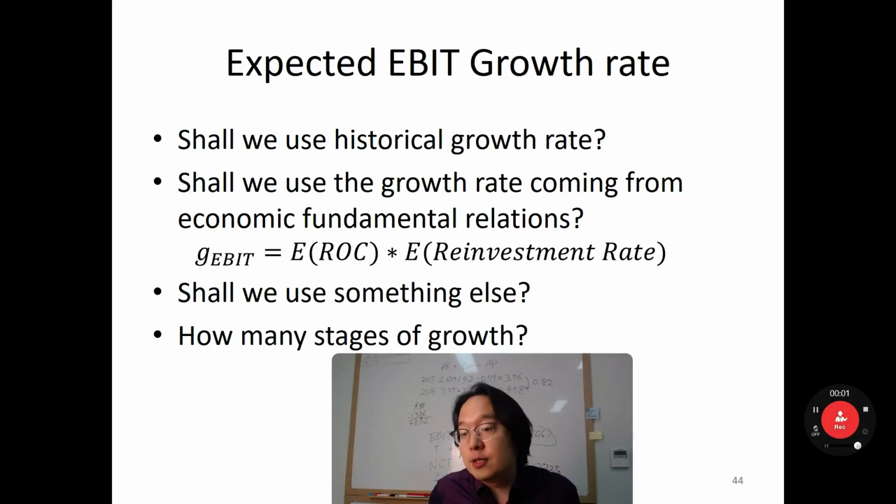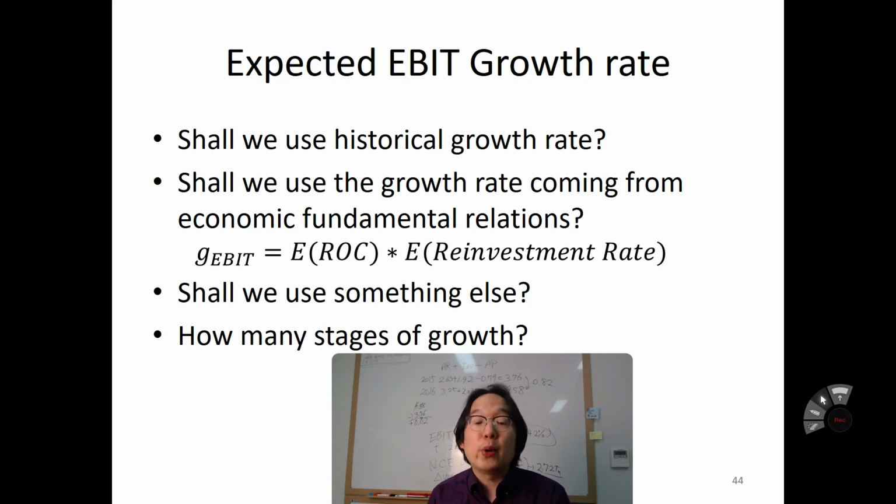We computed the historical EBIT growth rate, okay? Shall we use the historical growth rate as we go into the future in projecting our growth and cash flows? Or shall we use the expected growth rate coming from economic fundamental relations, which means your expected ROC times expected reinvestment rate?